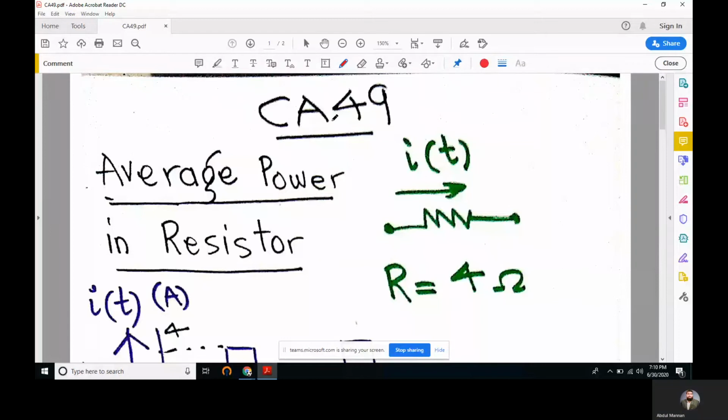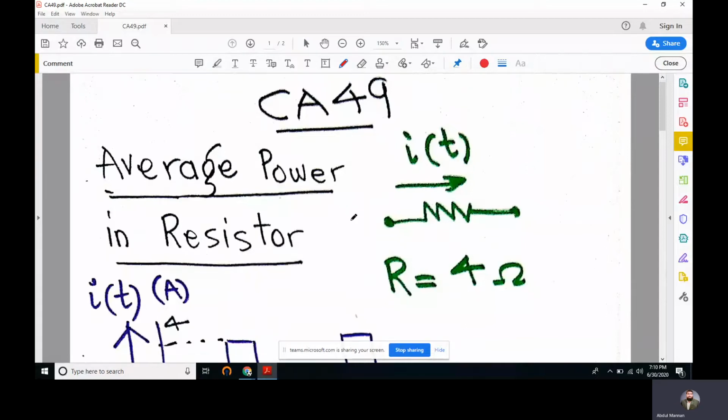The 49th lecture. We are studying circuit analysis, and we will continue studying average power absorbed in a resistor even in this lecture.